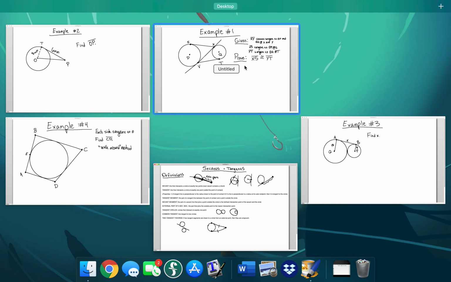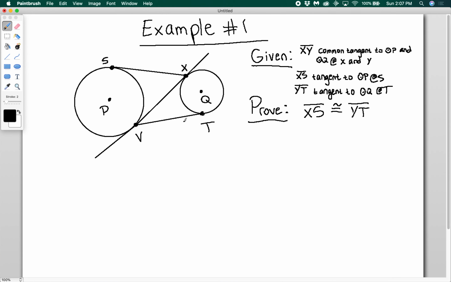Okay, so let's move on to some examples here. So I have this setup of 2 circles with some tangent lines. I'm told that segment XY is a common tangent to both circle P and circle Q at point X and point Y. And XS is tangent to circle P at point S, and segment YT is tangent to circle Q at T. Okay, and we want to prove that XS equals YT, so that these 2 line segments here are congruent.